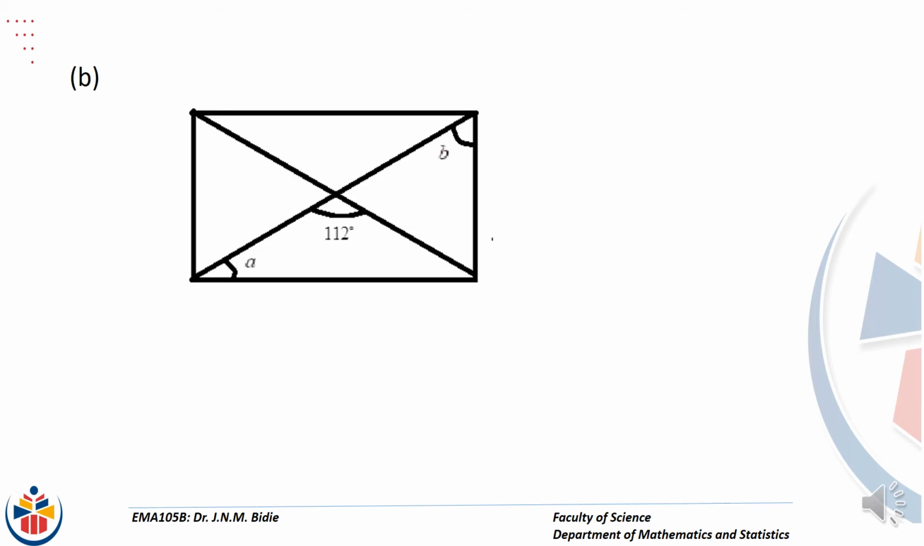We go to B. This is a rectangle looking at its shape. So that means it's also a parallelogram. Let's continue to indicate that. Parallelogram, and the opposite sides are equal. And we're going to use this property to determine the value for A and B.